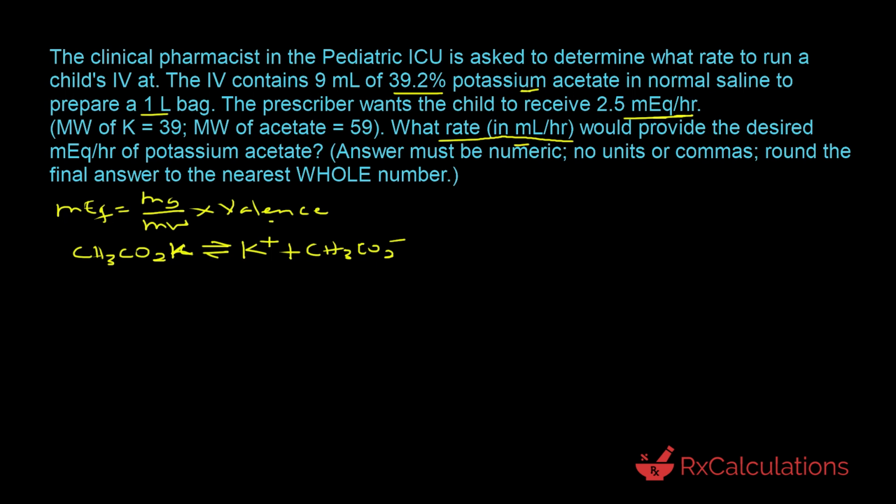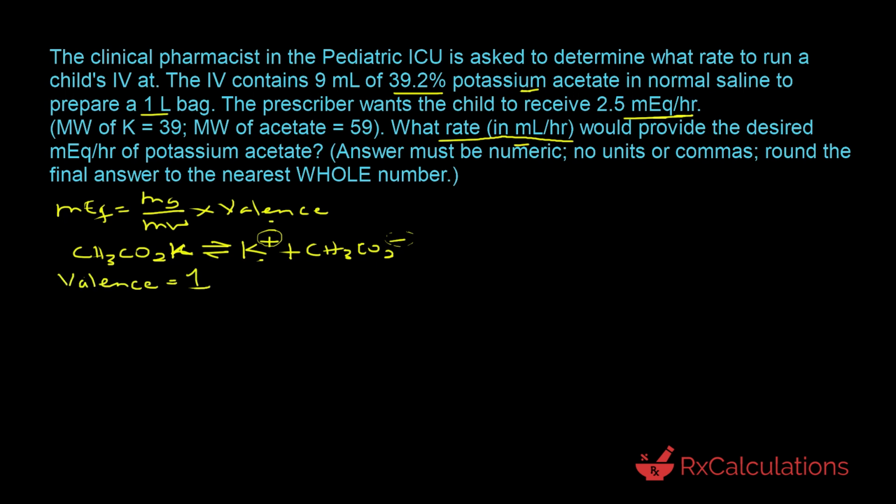But here, what we want to do is to determine the valence. And the way you do that is to take the absolute value of the charge that is either on the cation or on the anion. So the absolute charge of +1 is going to be 1 if you're using the cation, and if you're using the anion, the absolute of -1 is also going to be 1. And so the valence is going to be 1.